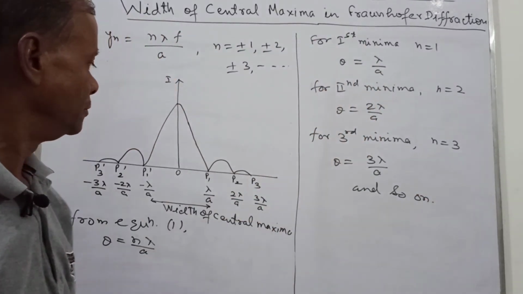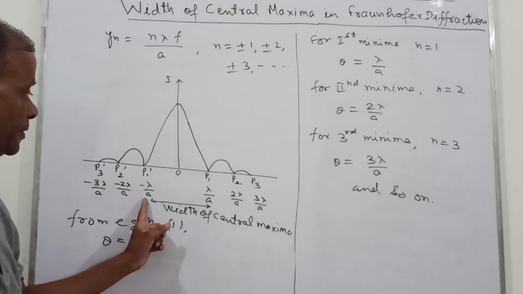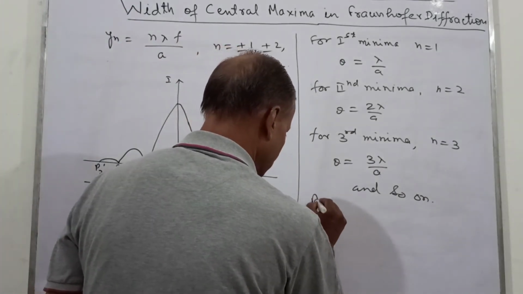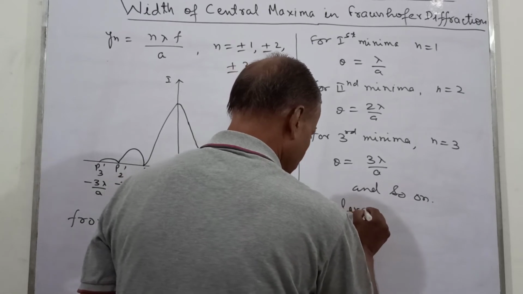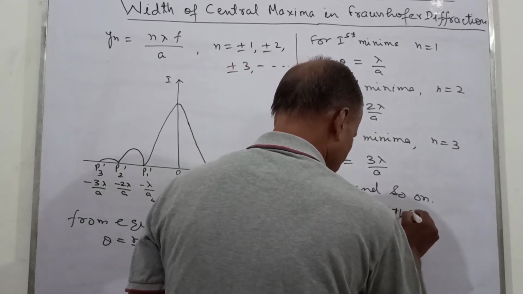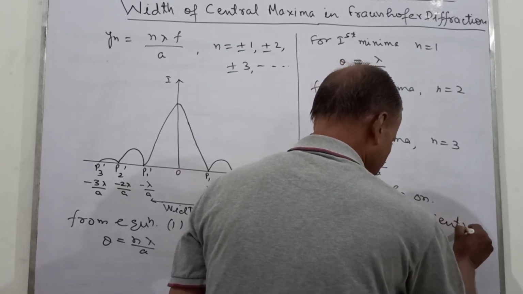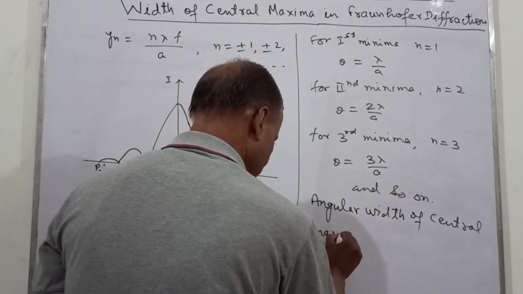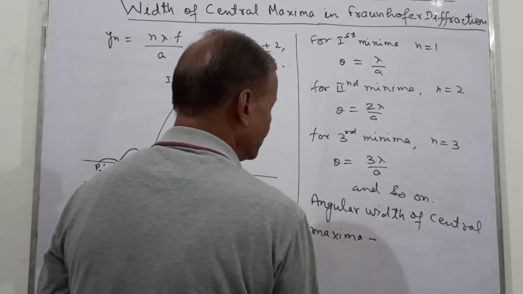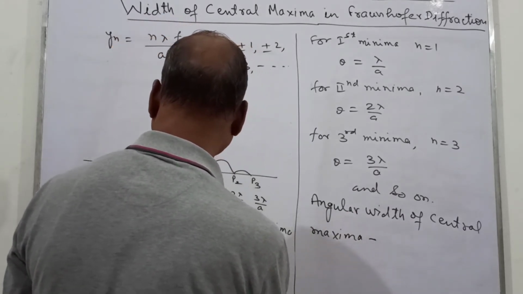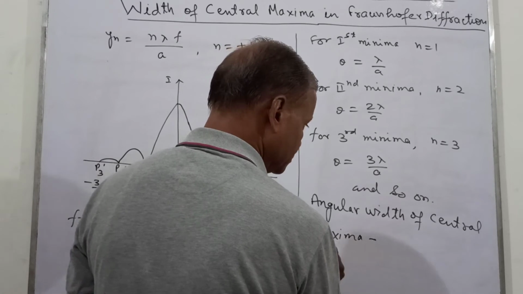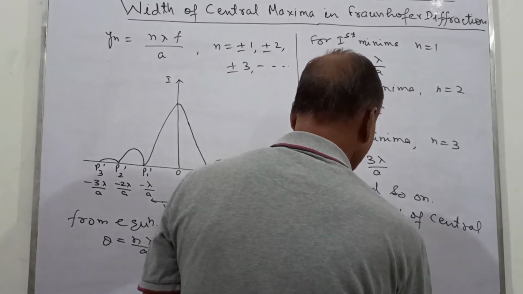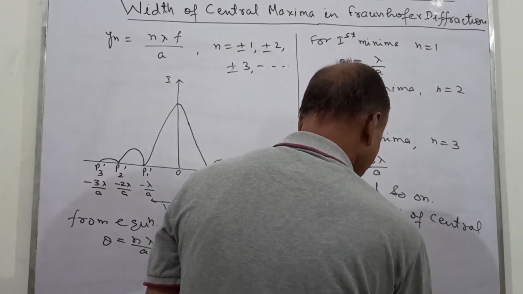So this can be continued. So this is now your first minimum, on both sides. So we are having the angular width of the central maximum equal to 2 lambda upon a.